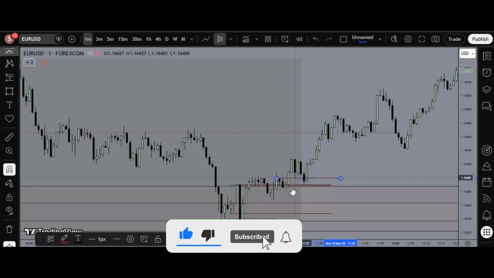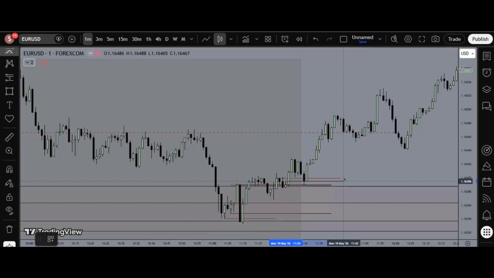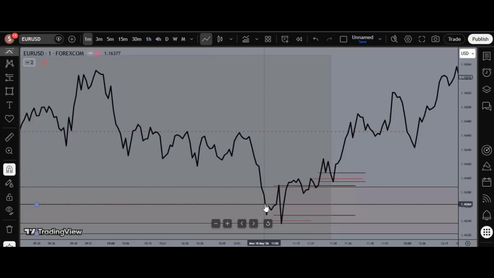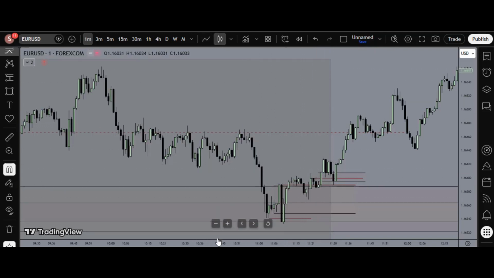This continuation order block, because it has a fair value gap here. So that's a good one. You can enter on this. If you change to line chart, you'll see what I'm telling you. Look at this, this is our major breaker and this is the order block. So two entries here. You can enter here, this continuation order block.